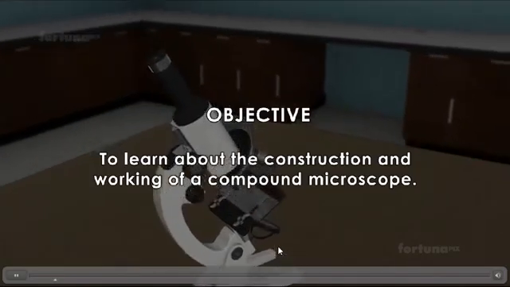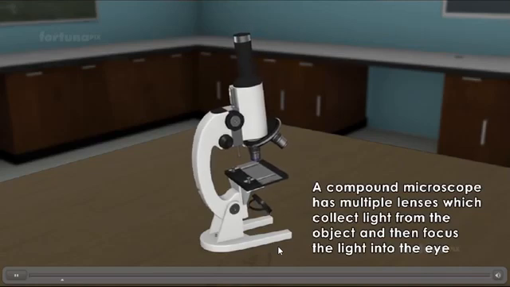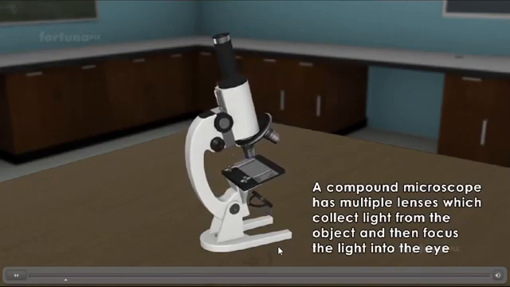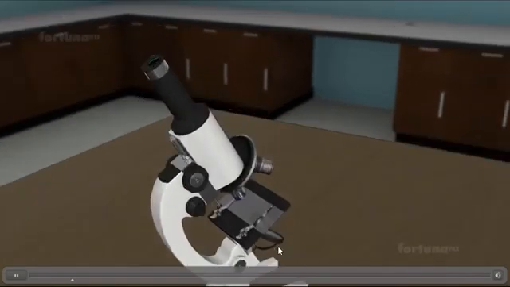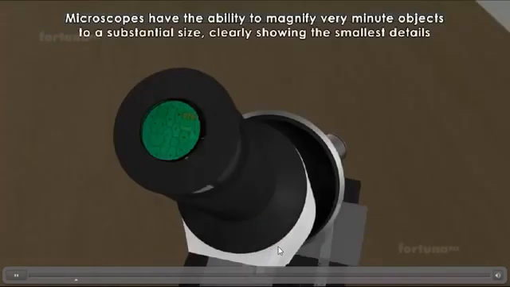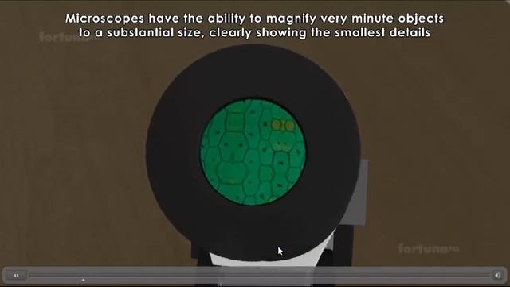Compound microscope. A compound microscope has multiple lenses which collect light from the object and then focus the light into the eye. These microscopes have the ability to magnify very minute objects to a substantial size, clearly showing the smallest details.